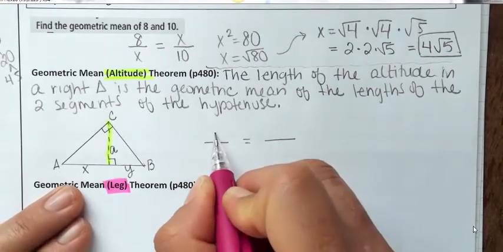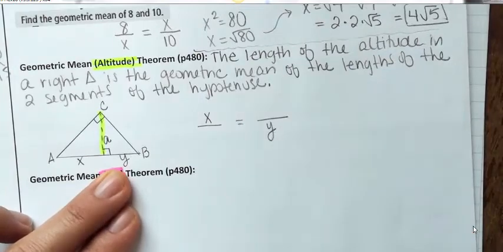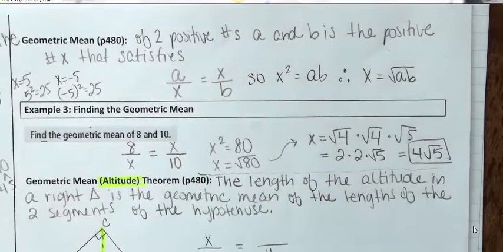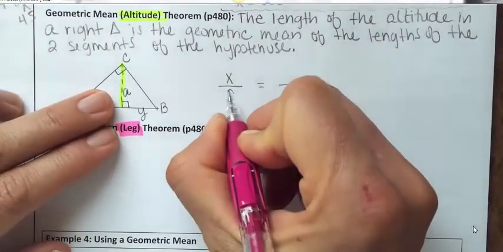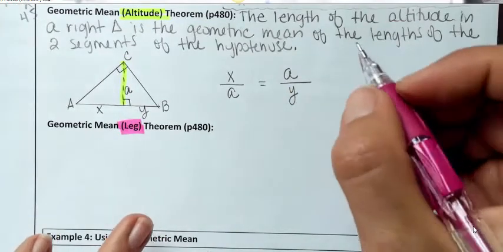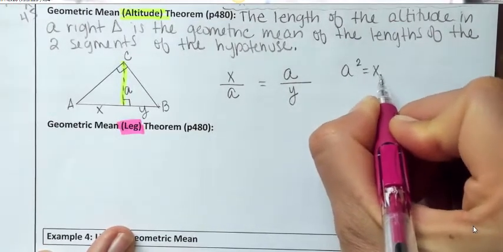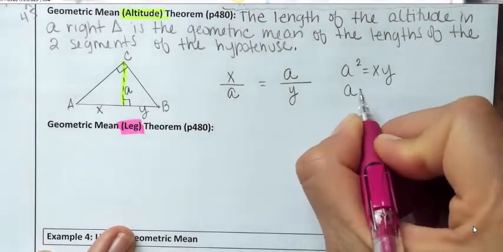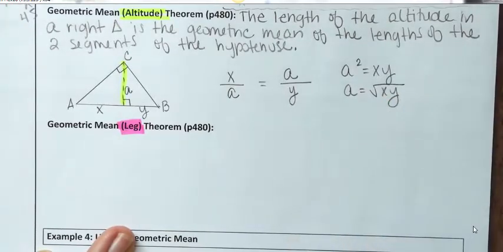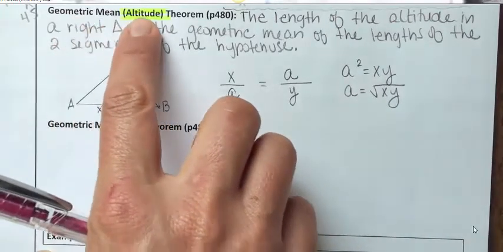So the x is the number that we would know, and the y is the other number that we would know. So it's like the a and the b in our definition. And then our altitude is what we wouldn't know, or maybe vice versa. And so therefore, you would then cross multiply. You're going to get a squared equals x times y. Or in other words, a is equal to the square root of x times y. Positive again. Okay, so that's the geometric mean altitude theorem.